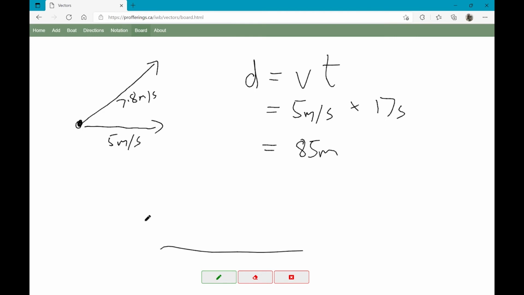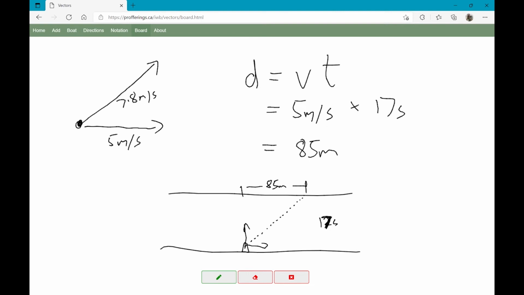So that's our river. We point our boat directly across the river. The river's carrying it downstream, but our boat's actually going to travel on a line something like that. And it's going to take 17 seconds to cross the river. And when it crosses the river, it will be approximately 85 meters downstream of the point that it started from.